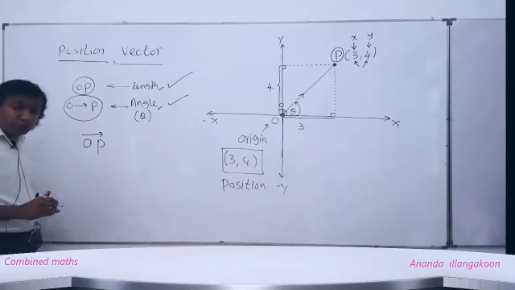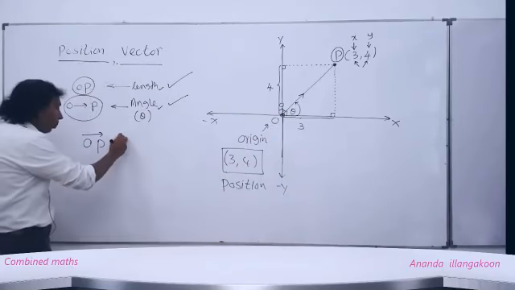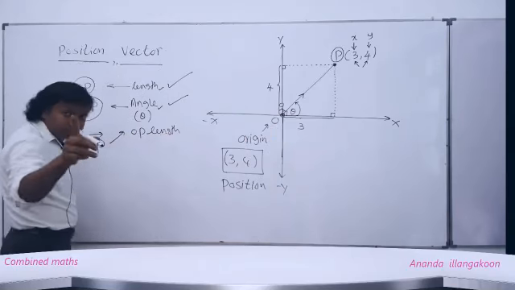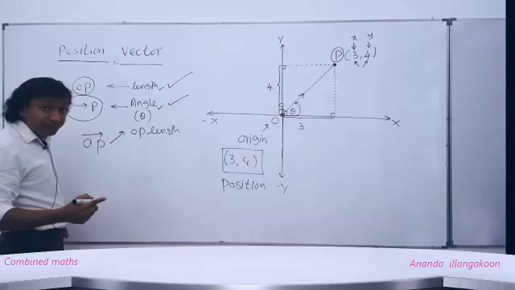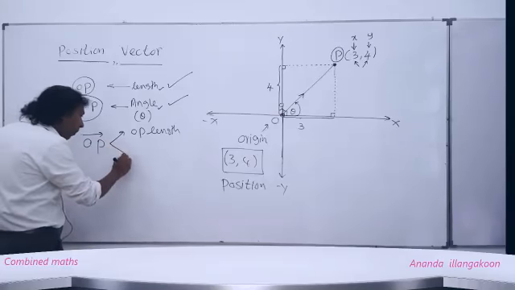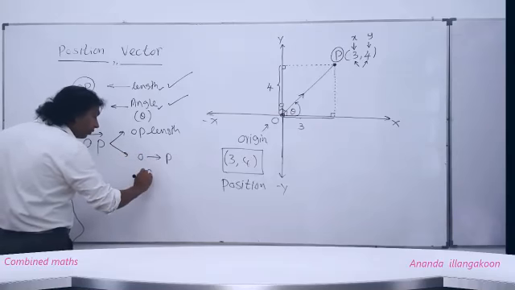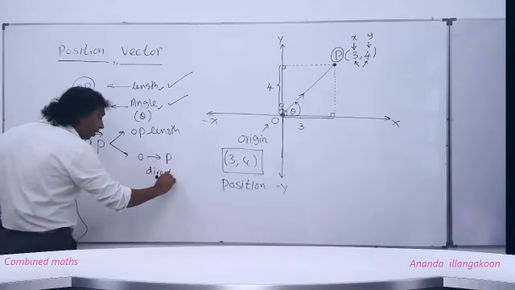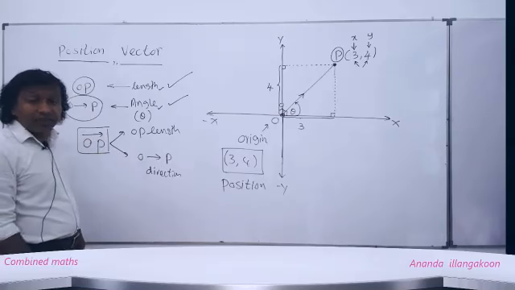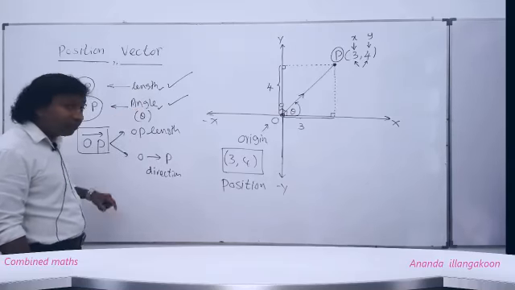People, what are the two important things available in this OP vector? First one is the OP length. You know this already. Why? At the very beginning of the definition of the vector, we learned this. What is the next one, people? O to P direction. Both are available in this single statement, the OP vector. So these two pieces of information are available in this OP.